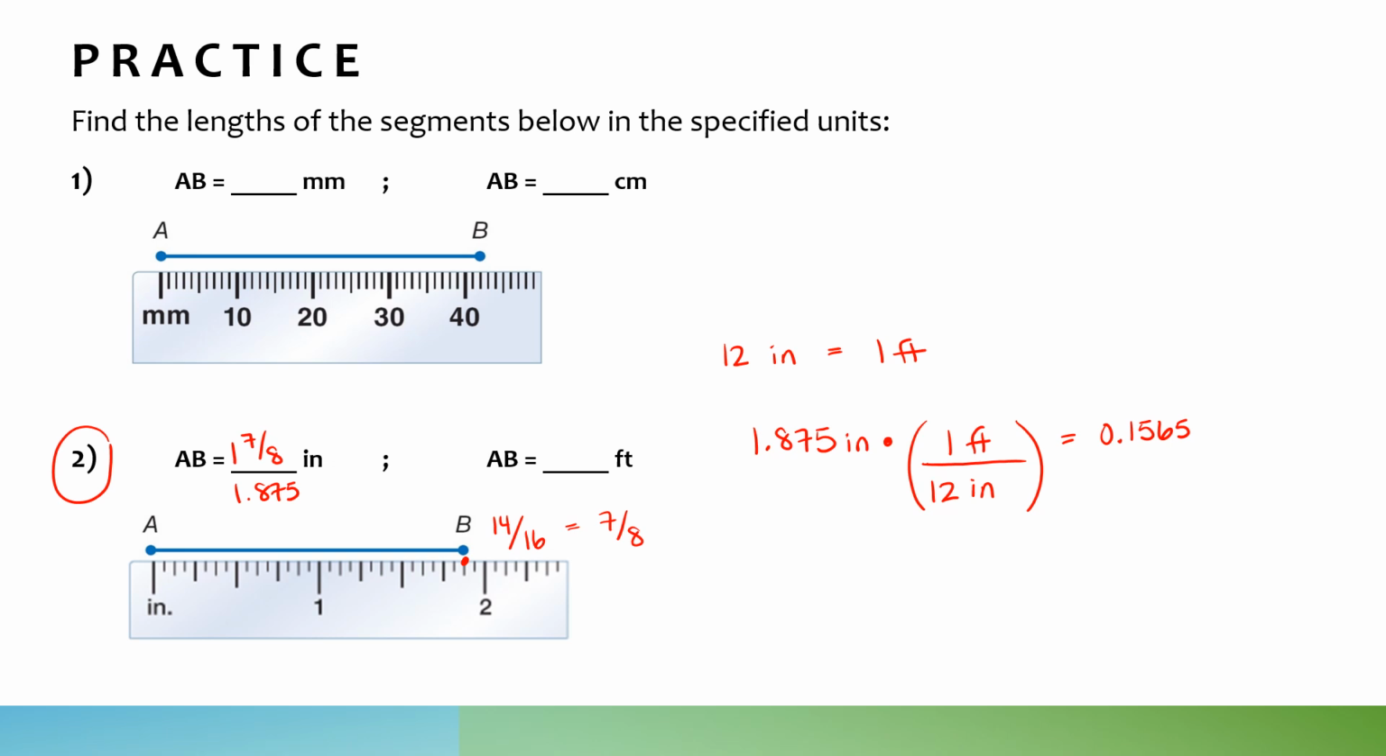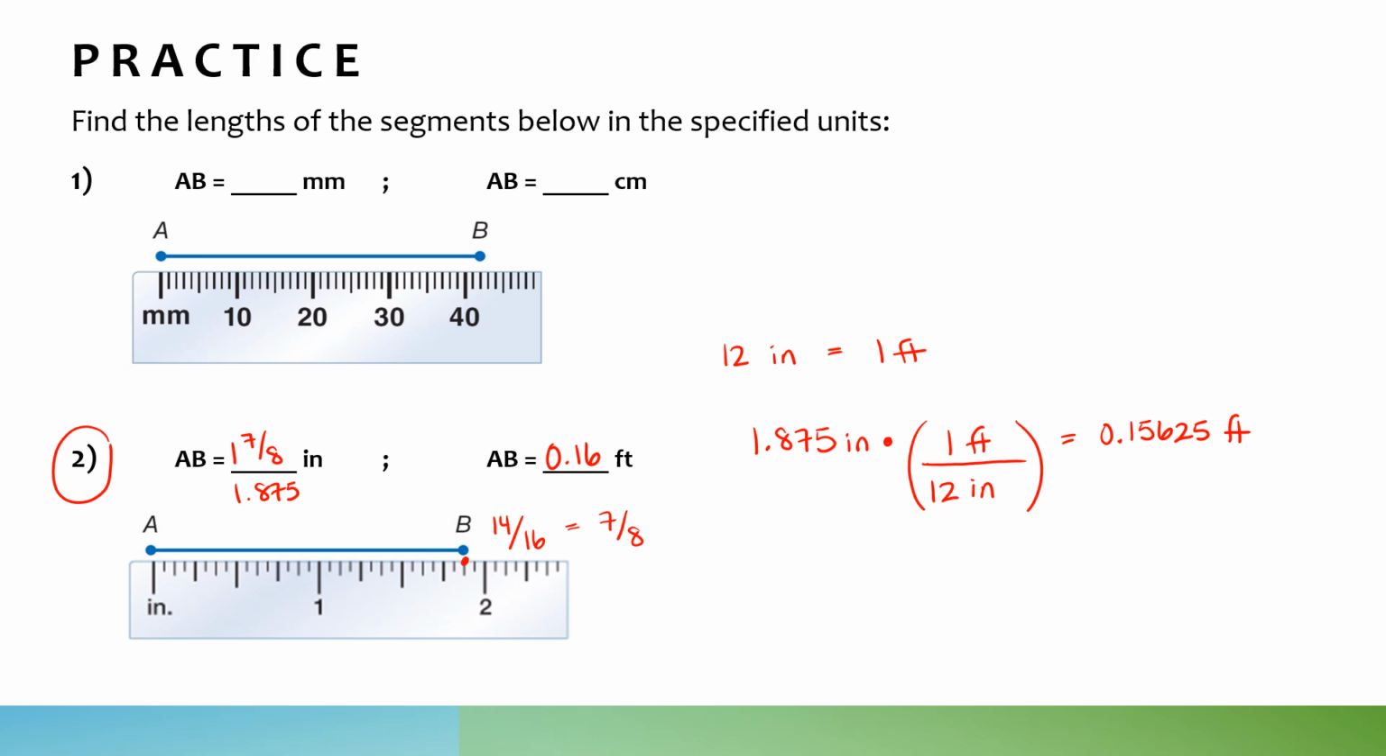Okay, so we said 1.875 divided by 12. I was close. 1.5625, just to be accurate. That much feet, not a lot of feet. And we could perhaps round that to the nearest hundredth, 2 decimal places, 0.16, let's say, feet. Okay, so just a little bit of practice in unit conversion there, and certainly just measuring.